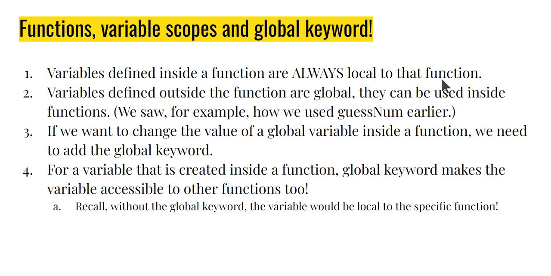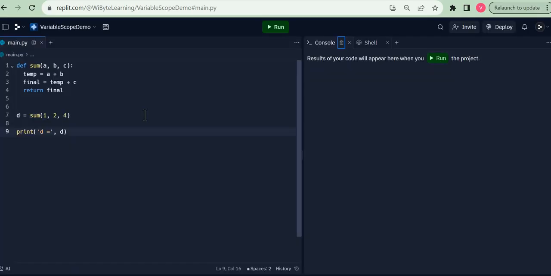For example, in the secret messages project, we defined lots and lots of functions with their own variables. Even though the names were the same, it did not matter because for every function, the variable was always local. Let's see this also with this very simple example. Let's say I have a function def sum abc. I do temp is a plus b. Final temp is say temp plus c. If I return final, that's my value of d. So I can print d, that's okay.